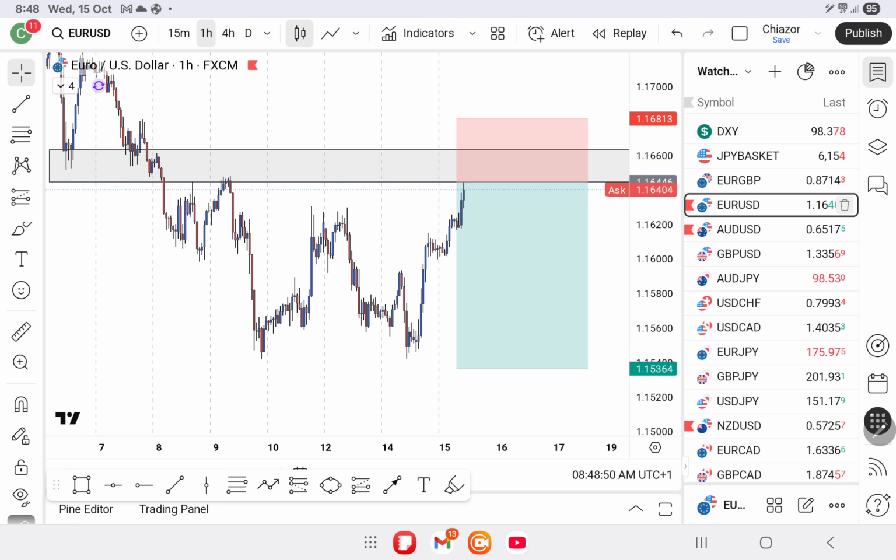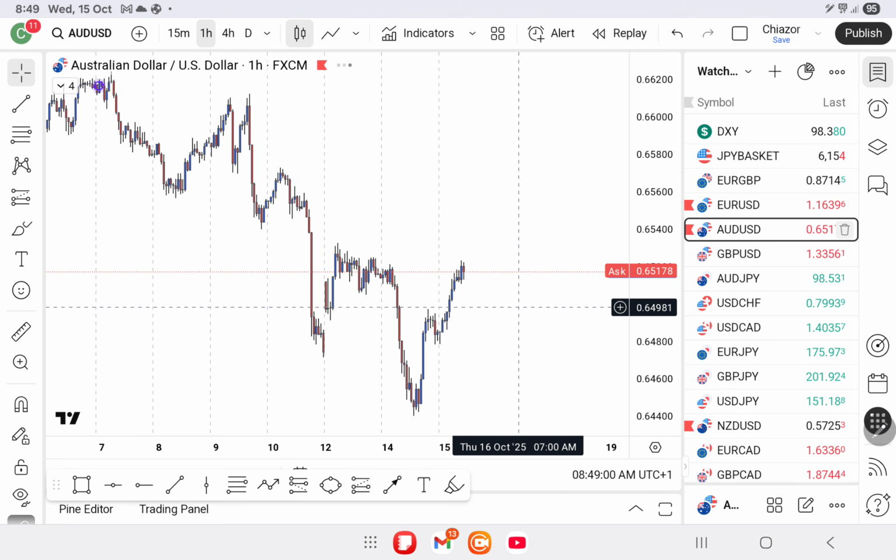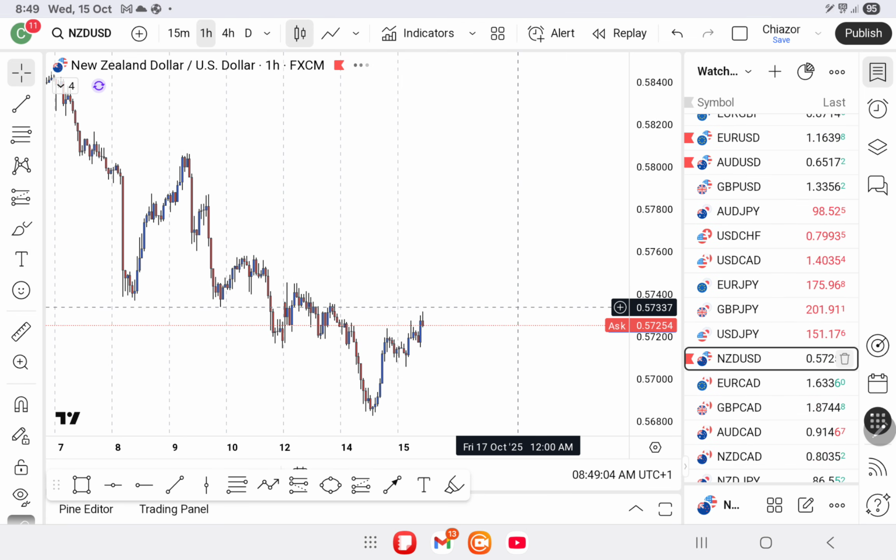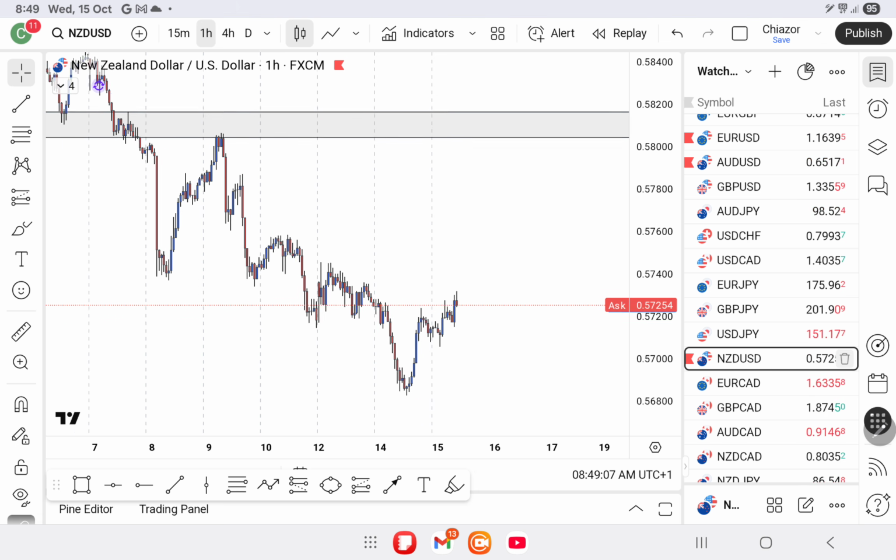All right. But moving on, let me quickly give you guys the difference between a retracement and a trend reversal. And then we'll come back to this. We'll also go to AUD USD. I believe AUD USD is also cooking. NZD USD also is going to cook very soon.